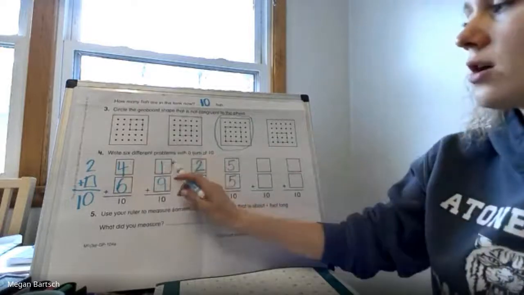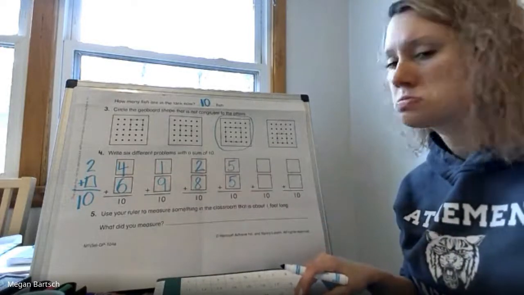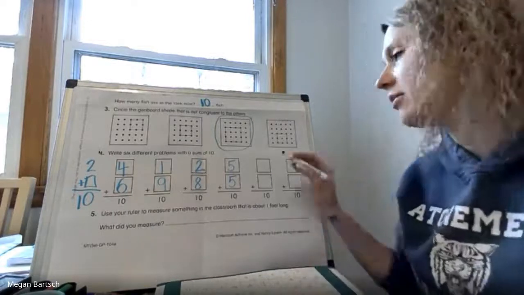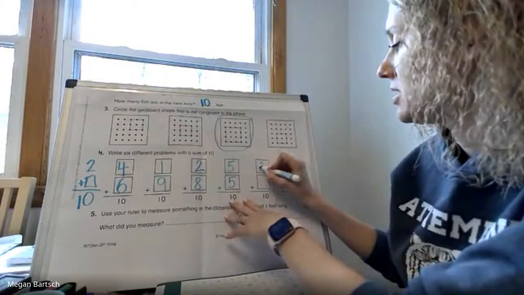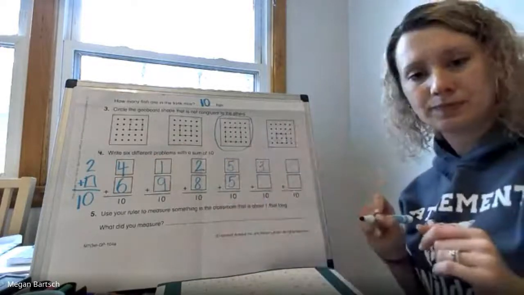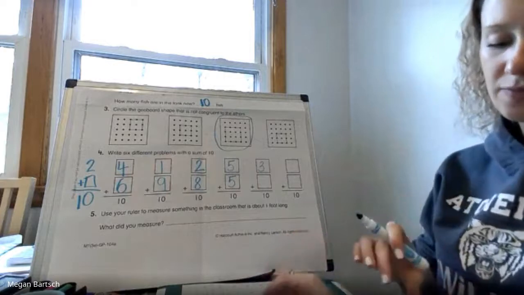Okay, we did 4, 1, 2, and 5. How about let's do 3. We haven't done 3 yet. I don't see a 3 anywhere. So let's do a 3. What secret number goes with 3 to make 10?